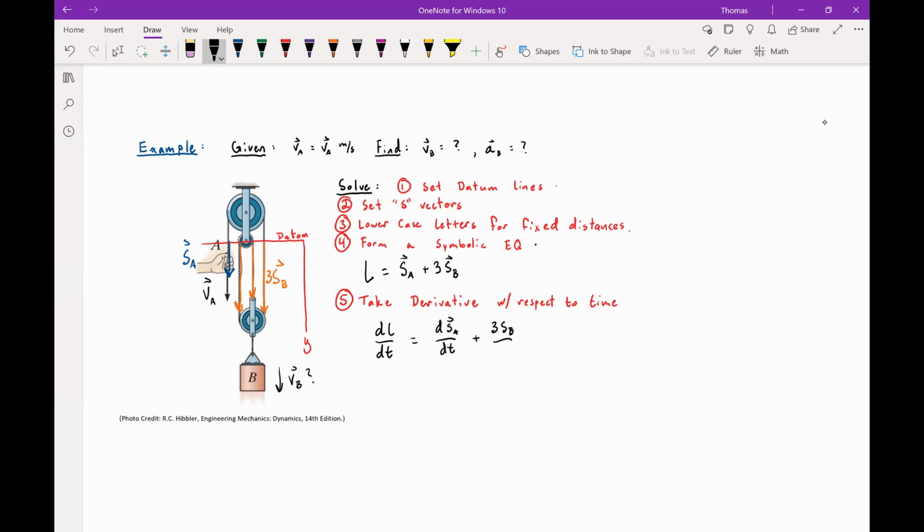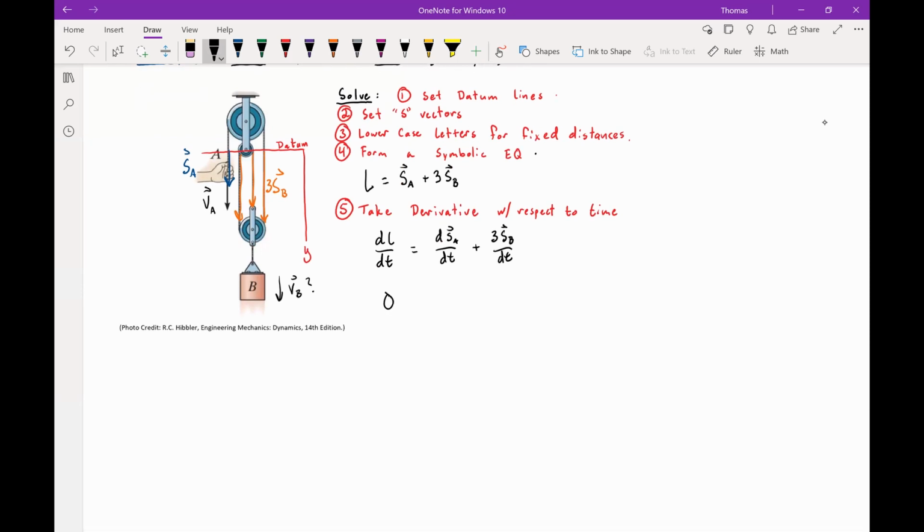Assuming that we were given the velocity of A, we can now use algebra to determine the velocity of block B. Given that we were told that the velocity of A was constant, we can use this to infer that the acceleration in the system is 0. This concludes how to solve our first example.